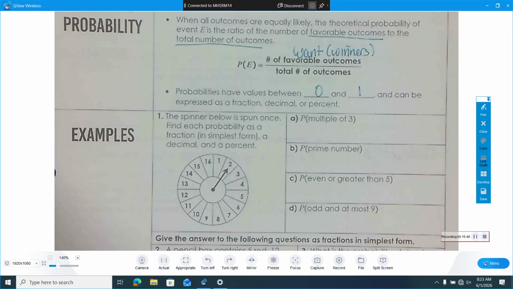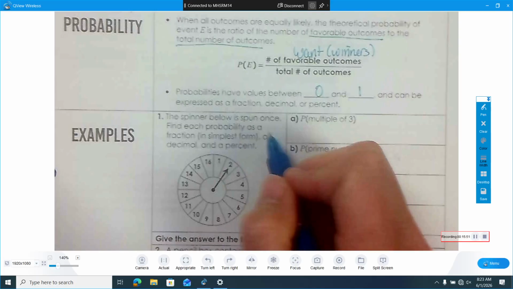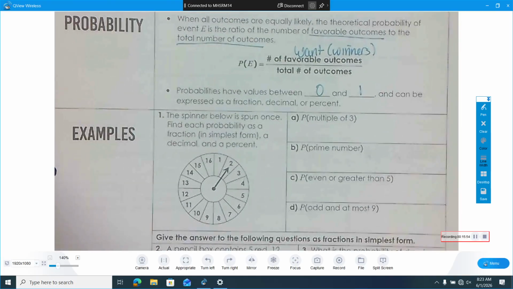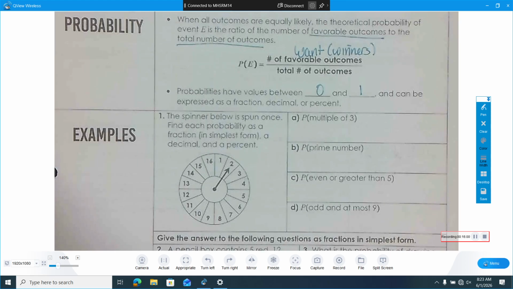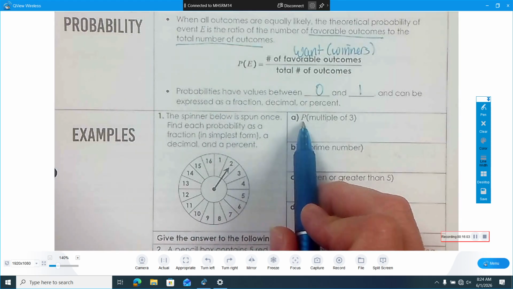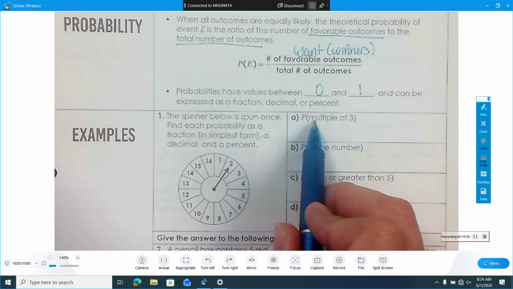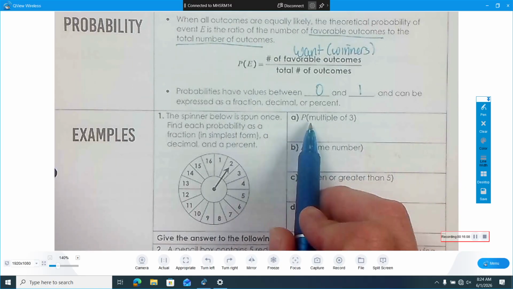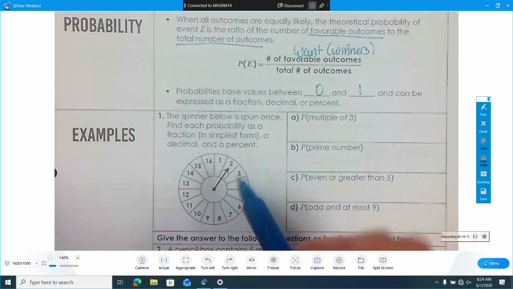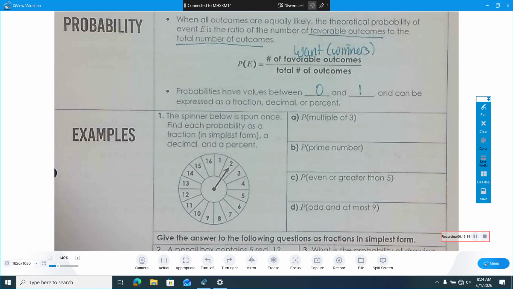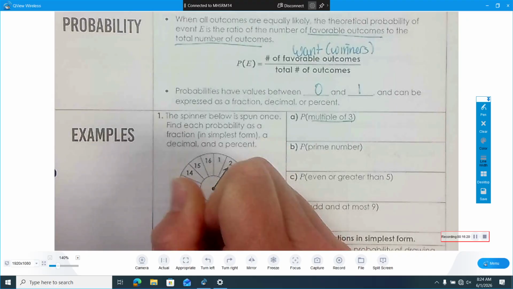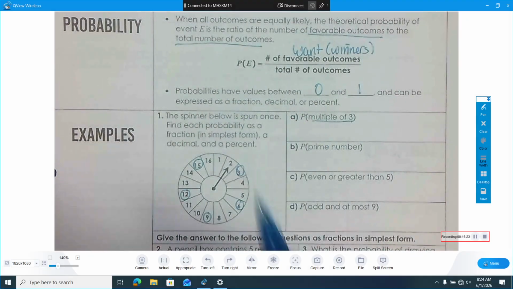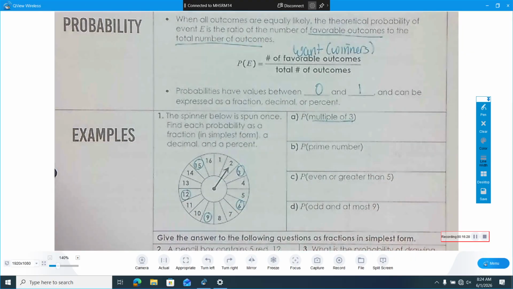So let's look. The spinner below is spun one time. Find the probability as a fraction in simplest form, a decimal, and a percent. So we have here, this says we want the probability that we're going to land on a multiple of 3. All right. So a multiple of 3. What are the multiples of 3 if we spin the spinner? 3, 6, 9, 12, and 15. Okay. You'll notice that I'm circling the winners. All right. So a multiple of 3 would be what we would call a winner, or what we want.